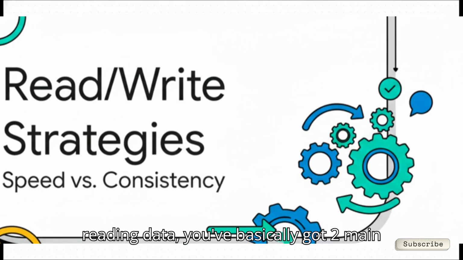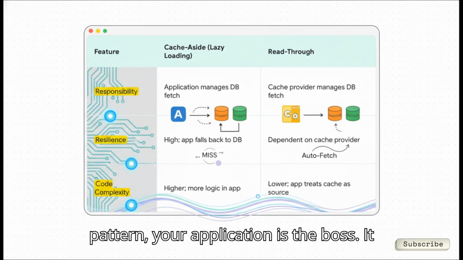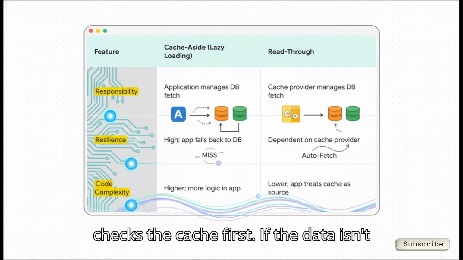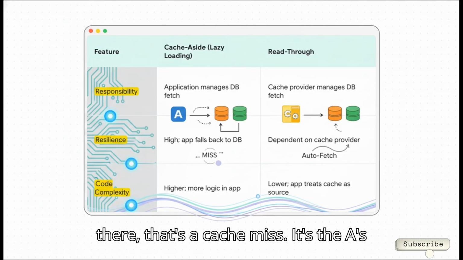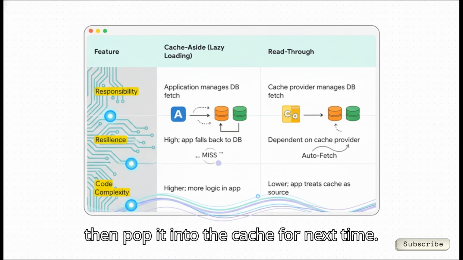When it comes to reading data, you've basically got two main choices. The most common one is called cache aside or lazy loading. In this pattern, your application is the boss. It checks the cache first. If the data isn't there, that's a cache miss. It's the app's job to go get it from the database and then pop it into the cache for next time. The other way is read-through.